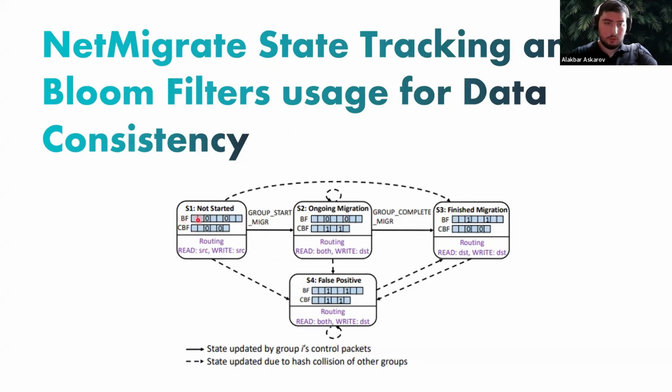Basically, they have two kinds of Bloom filters. One, a counting Bloom filter (CBF), records the current state, whether there is an ongoing operation or not. It records if the group is migrating right now. And in the normal Bloom filter, they record if it's already migrated. They can have false positive results when a group is marked as migrated already but is not out of the migration state yet. So in this case, they just send reads to both the destination and the source.